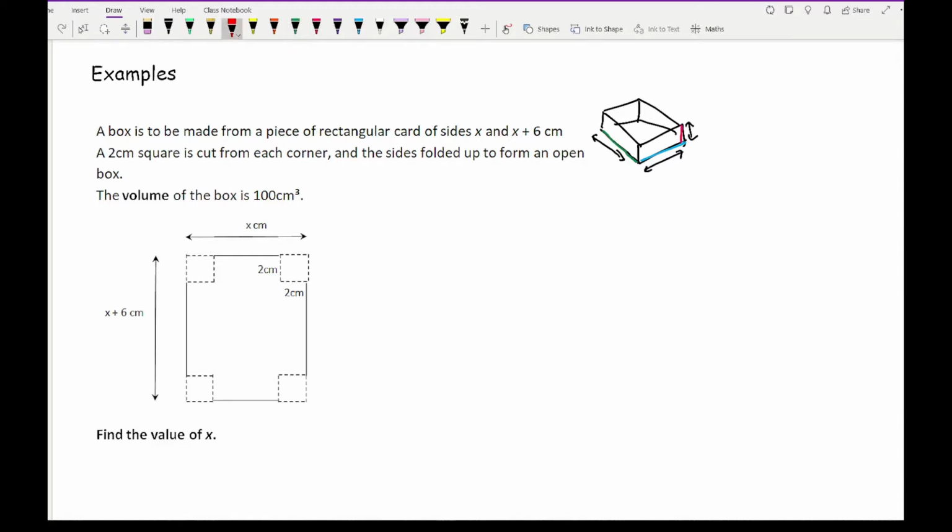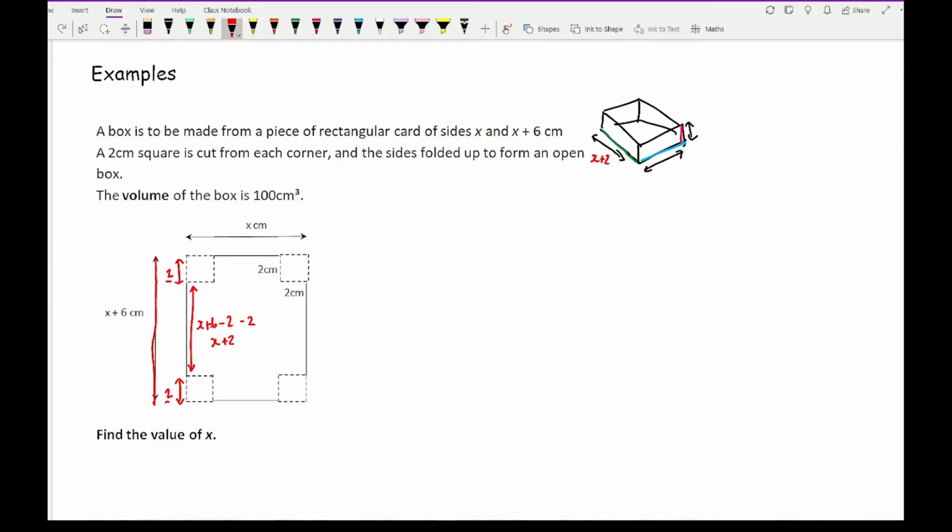So from this, if all of this length is x plus 6, this length here is 2, and this length here is 2, then this length here is going to be x plus 6 minus 2 minus 2, because I'm taking away these 2 little lengths here. And that gives me a total. If I simplify this, this gives me x plus 2. So this length here is x plus 2.